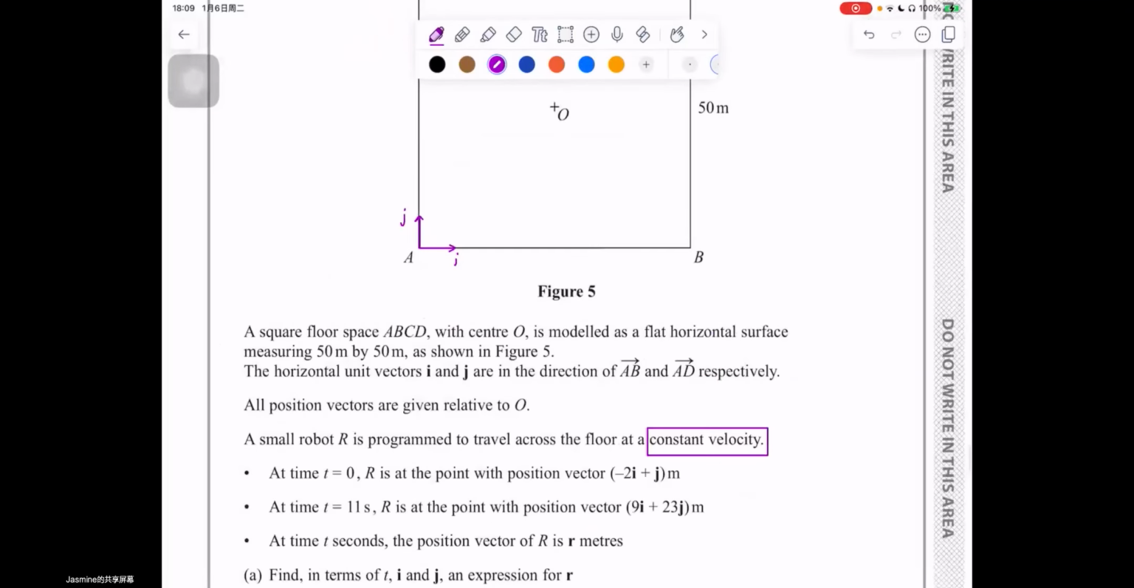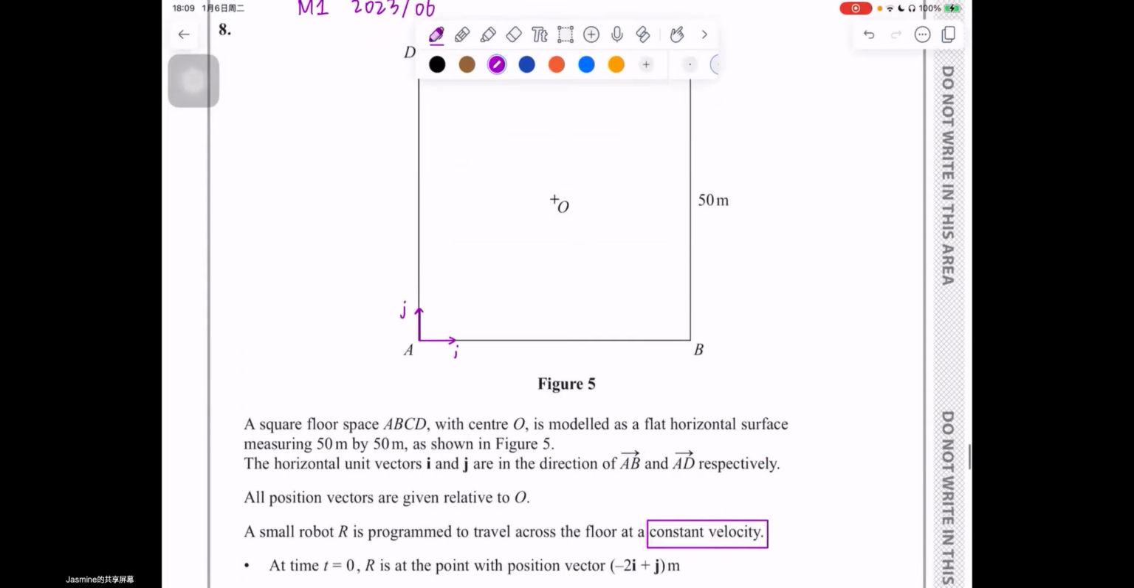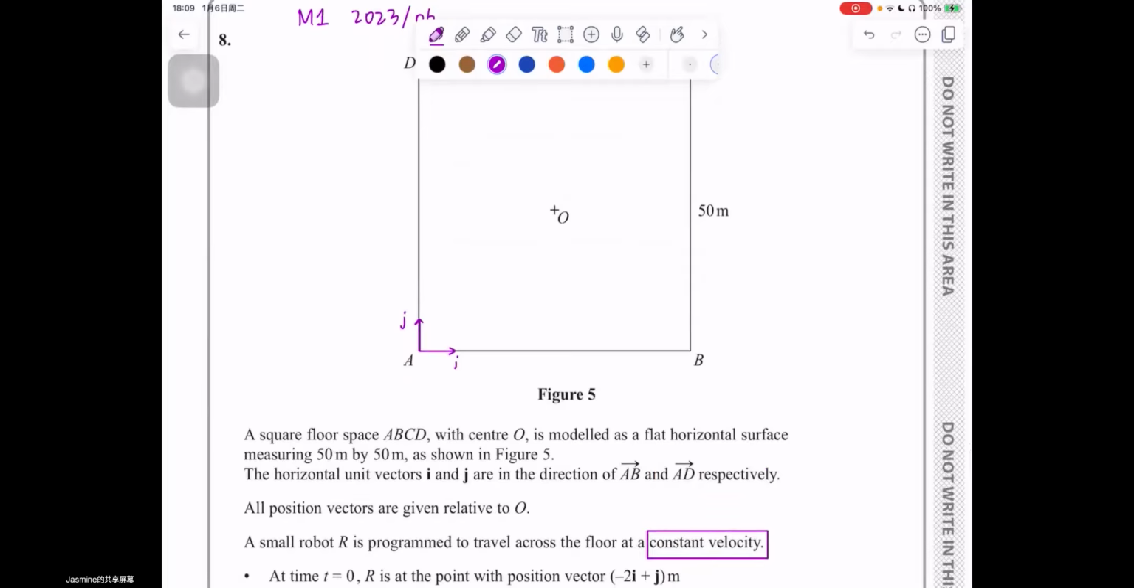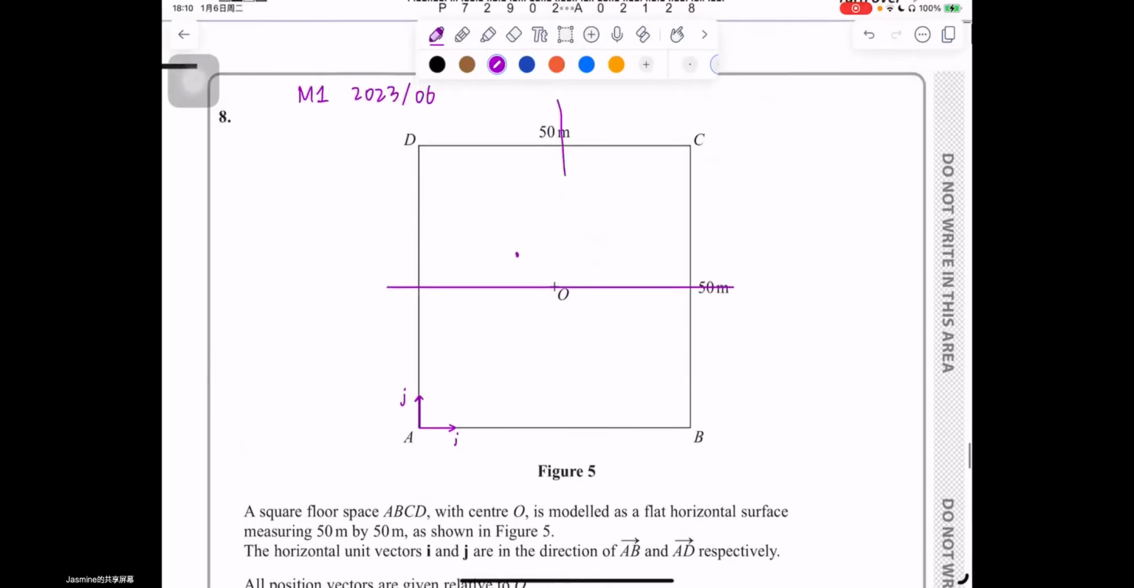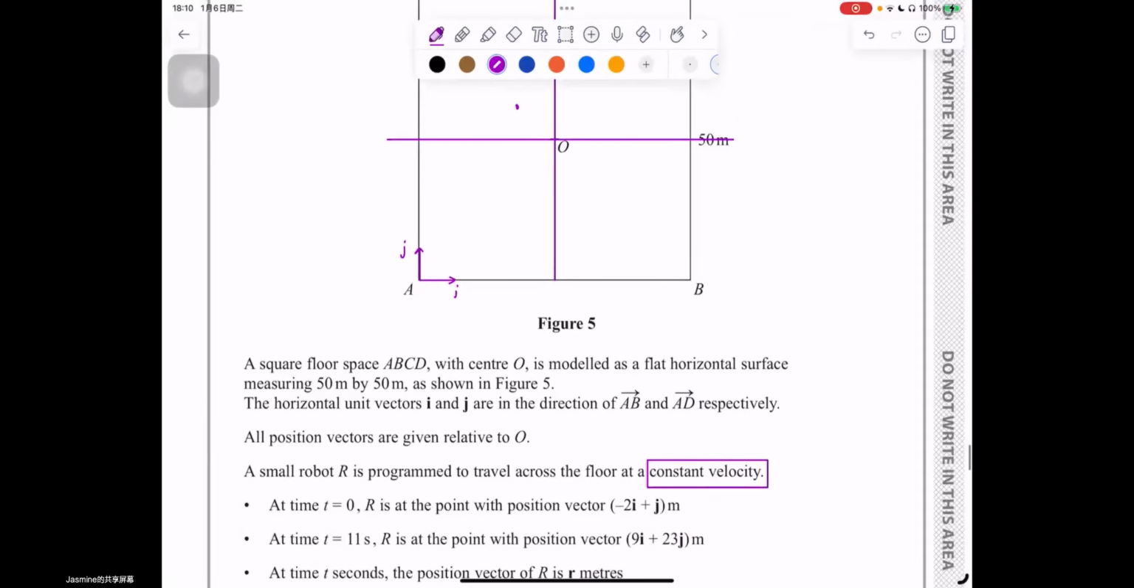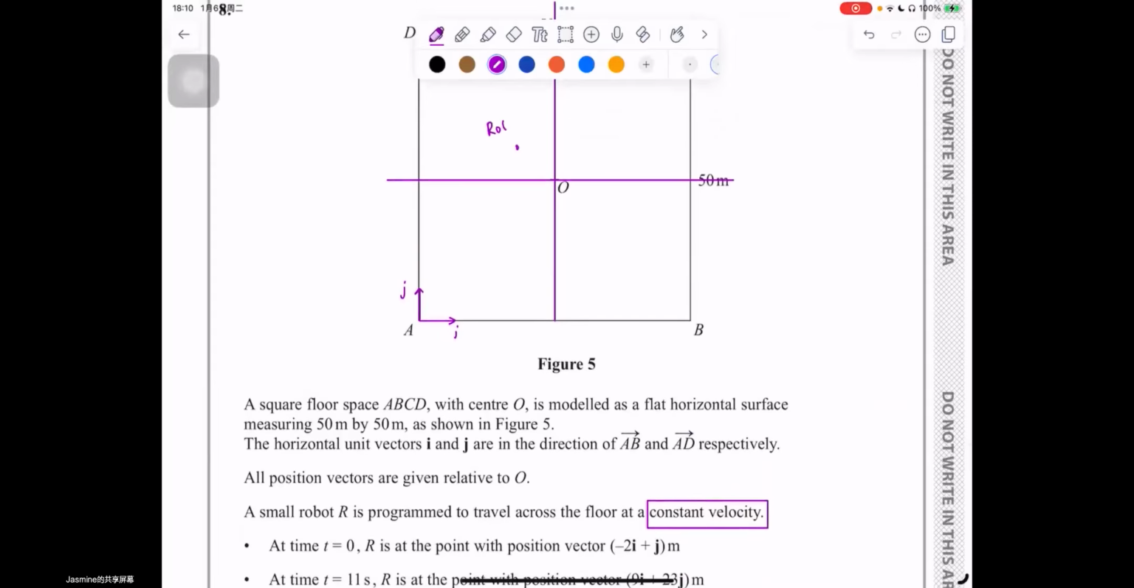At time t equals 0, R is at the point with position vector minus 2i plus j. So approximately it is like here. To make it clearer, that's just based on point O. Let's just draw a Cartesian coordinate system to make it clearer so that we can see that it's in the second quadrant. Let's label it R0, and it's minus 2, 1.